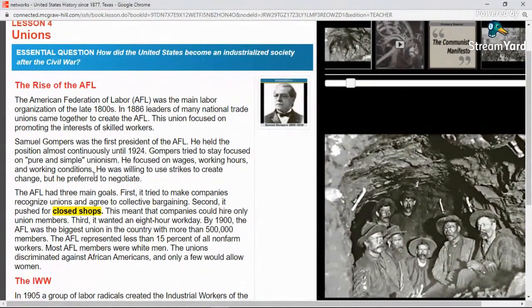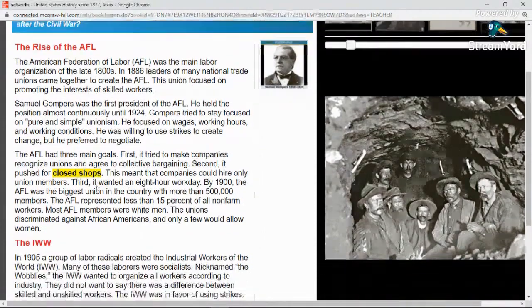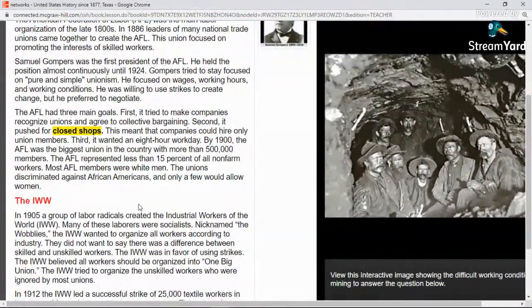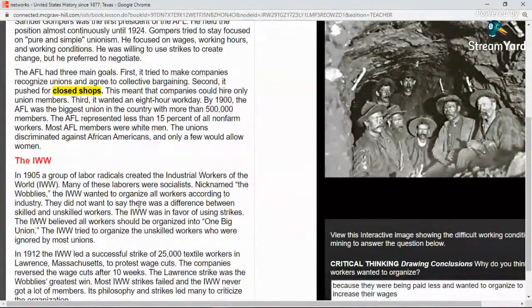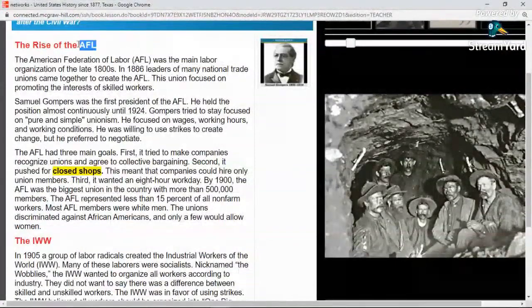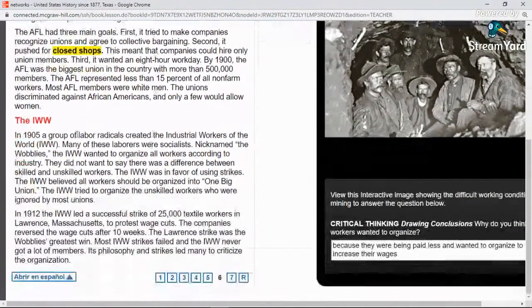Collective bargaining is let's have a discussion together to find out what is the best price. Second, it pushed for closed shops. This means companies could hire only union members. And third, it wanted an 8-hour workday. And it became the biggest union at the time with 500,000 members. The other unions, so guys, I would write this: AFL, IWW. It probably will be on your quizzes and tests.